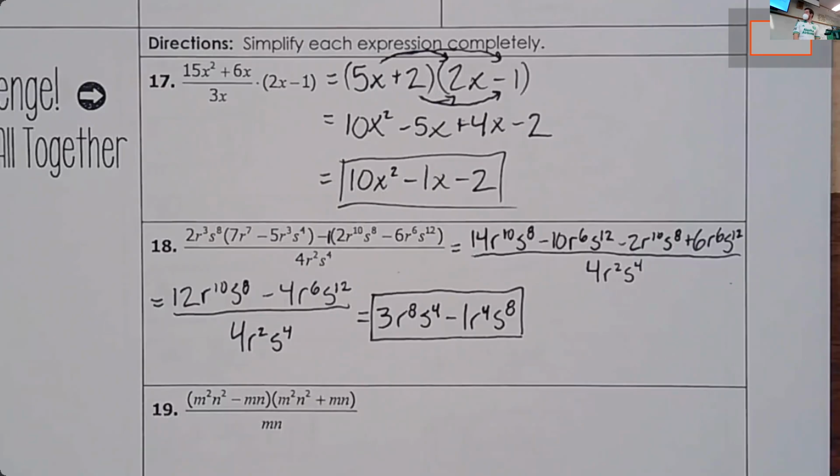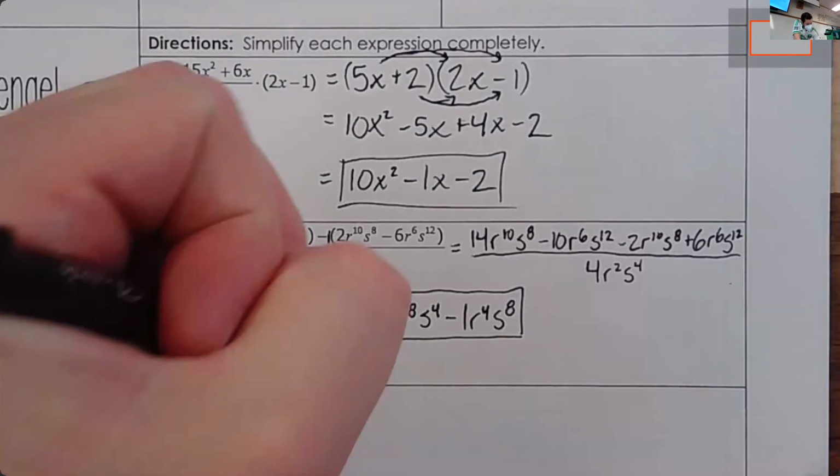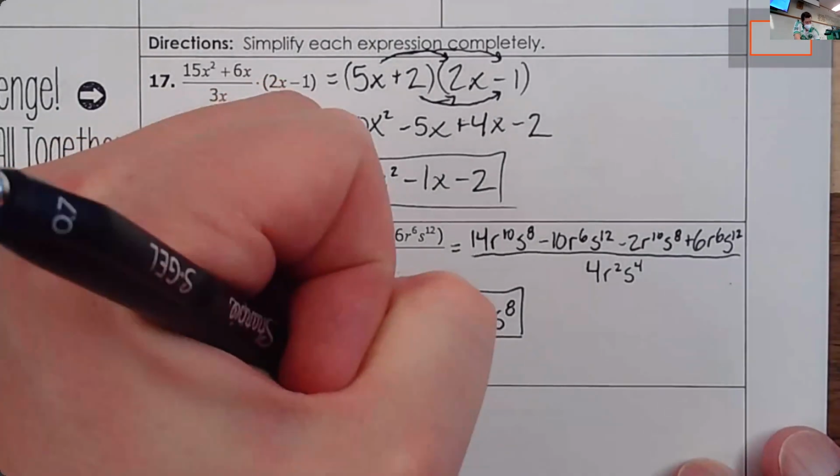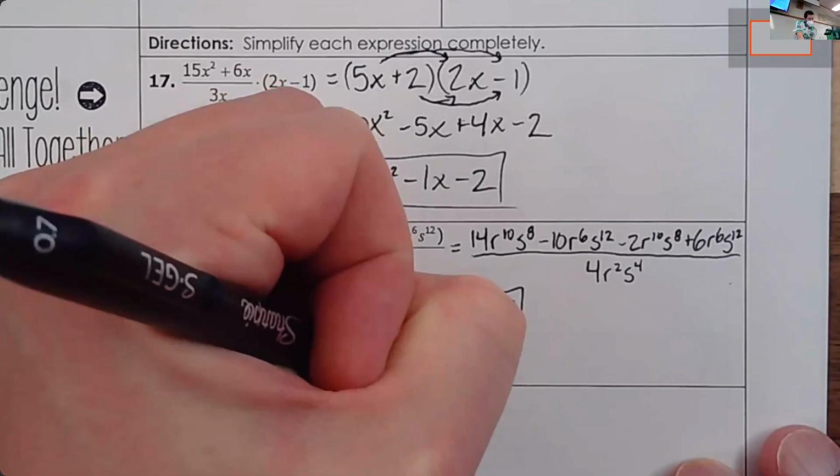FOIL, yes. We are going to use FOIL on the numerator on number 19 because we have a binomial here, m squared n squared minus mn, that's a binomial. And then we have m squared n squared plus mn, which is another binomial. So we're going to use FOIL on this one just like we did yesterday. So the first times first will be the m squared n squared times the other m squared n squared. So just add the exponents. So that'll be m to the 4th, n to the 4th.